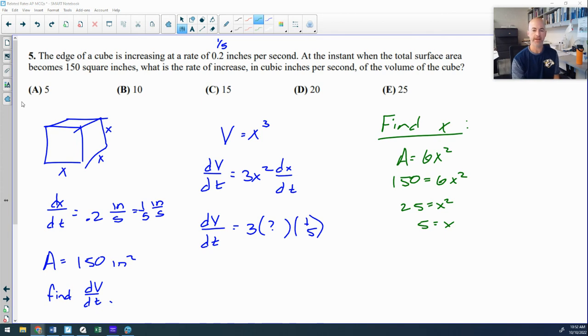You will get 5 for x, so now I can get rid of that, replace it with a 5, and that cleans up quite nicely. dV/dt is going to end up equaling just 3. And what the heck did I do wrong? I forgot my exponent of 2. Well, it's a good thing they don't have 3 as an answer. All right, so this is 3 times 5 squared, not 3 times 5, which changes this to 15, which is one of the answers. Haha. So there we go. There are 5 related rates multiple choice questions for you.